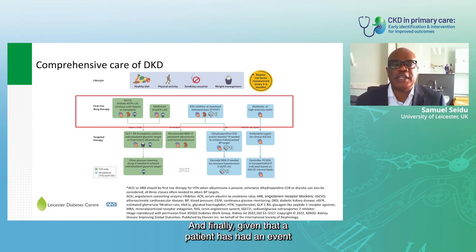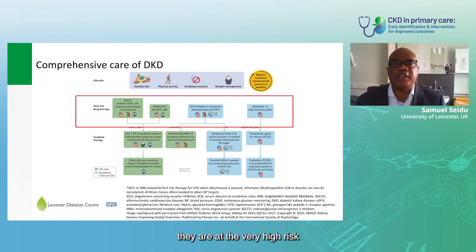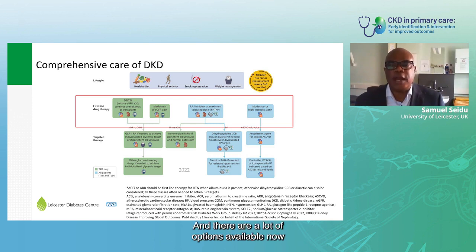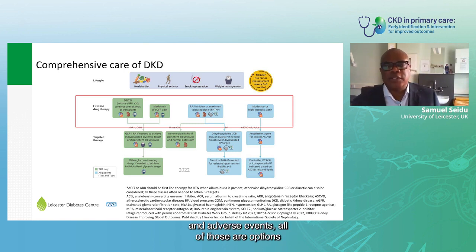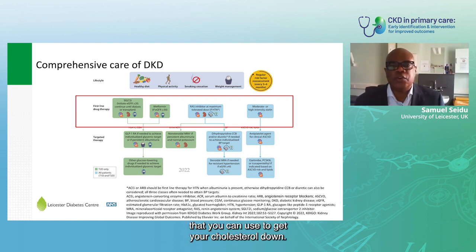And finally, given that the patient has had an event, and indeed, just by having chronic kidney disease alone, they are at a very high risk of a subsequent cardiovascular event. So you've got to optimize the cholesterol, lipid lowering therapies as well. And there are a lot of options available now in addition to your statins. PCSK9 inhibition, you can refer to your specialist to help with that. In other areas where you have bempedoic acid and icosapent ethyl, all of those are options that you can use to get your cholesterol down.